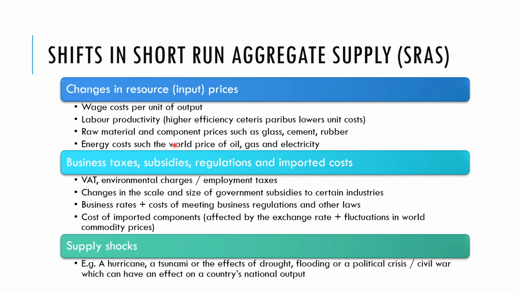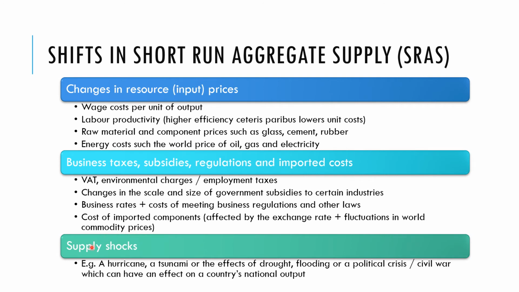Another broad category might be outside influences like business taxes from the government or subsidies from the government. So that's money given to firms. That would probably lower the price level at which they were willing to supply a certain quantity. Regulations, the cost of imported materials, which would of course be affected by the exchange rate and what's happening to the prices of commodities like oil, gas, rubber, and so on.